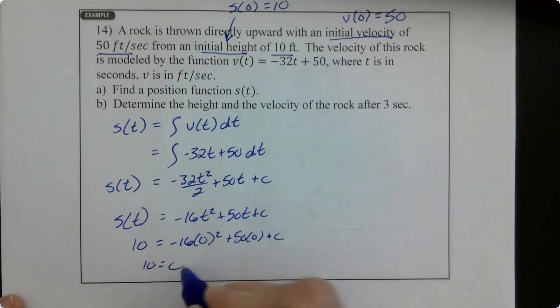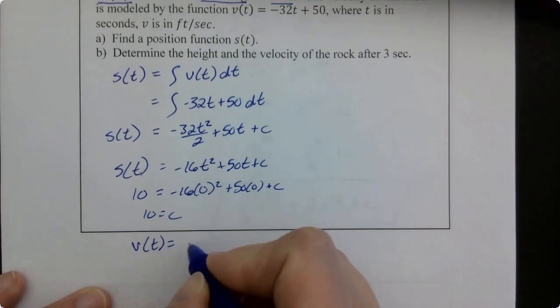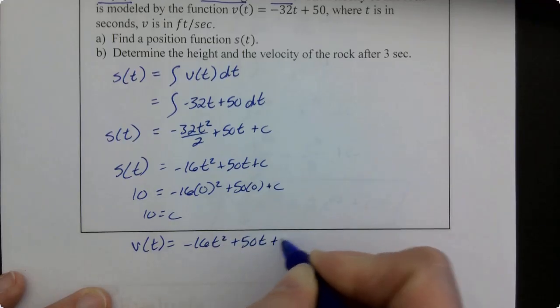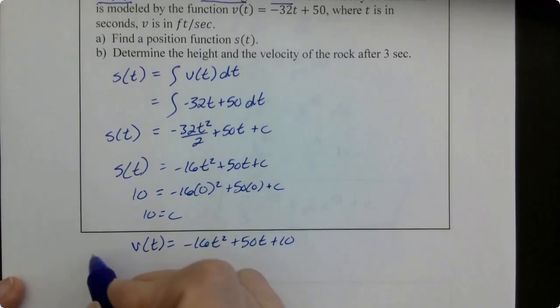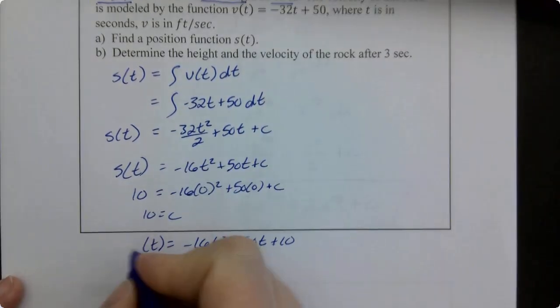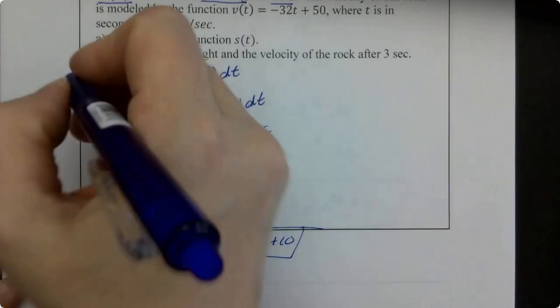10. So that means that your position function is actually negative 16t squared plus 50t plus 10. So that's the answer. Sorry, I don't know why I called it velocity. This should be position. So there's your answer for part A.